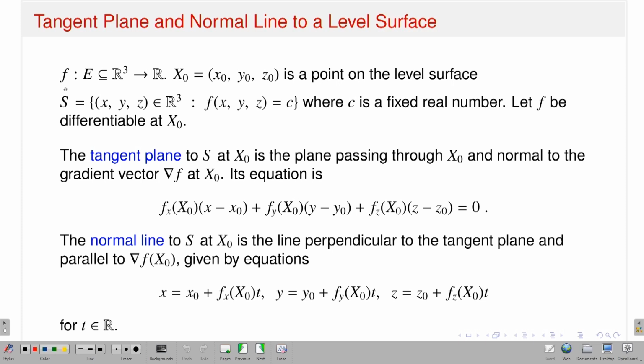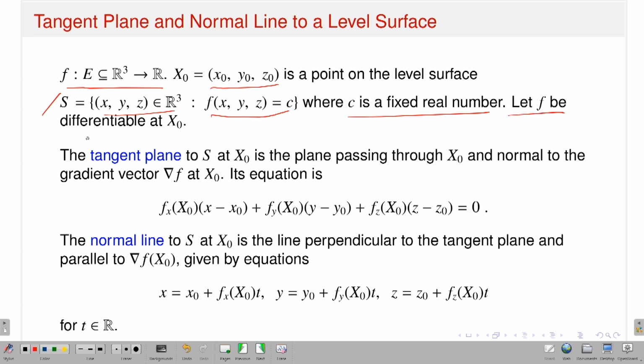Okay. So, let f be a function from E, a subset of R3, to R. Suppose capital X naught is a point on the level surface, and this is my level surface S. What is my S? It is all those points x, y, z in R3 such that f of x, y, z is equal to C, where C is a fixed real number. So that means given a function f, I am considering the set S, which is a level surface, and I am assuming the point capital X naught is a point on the level surface.